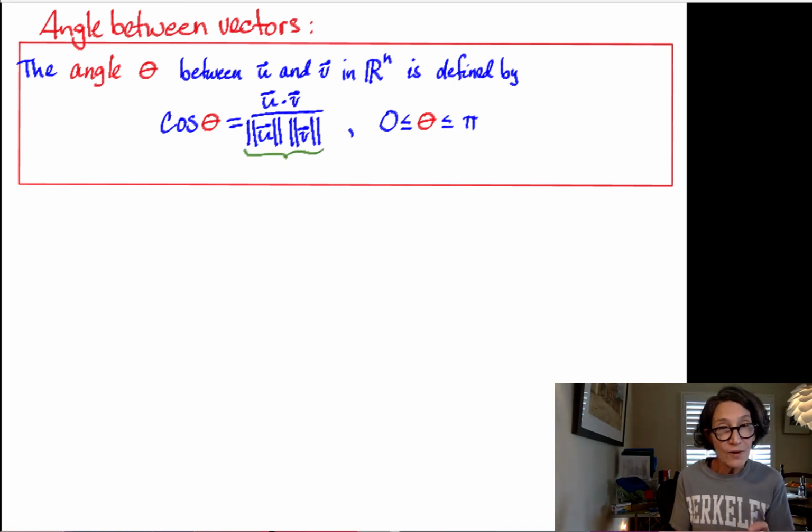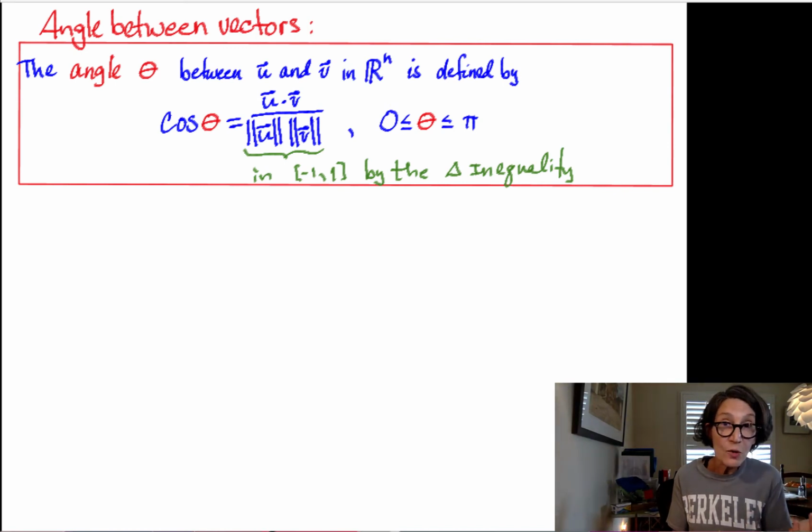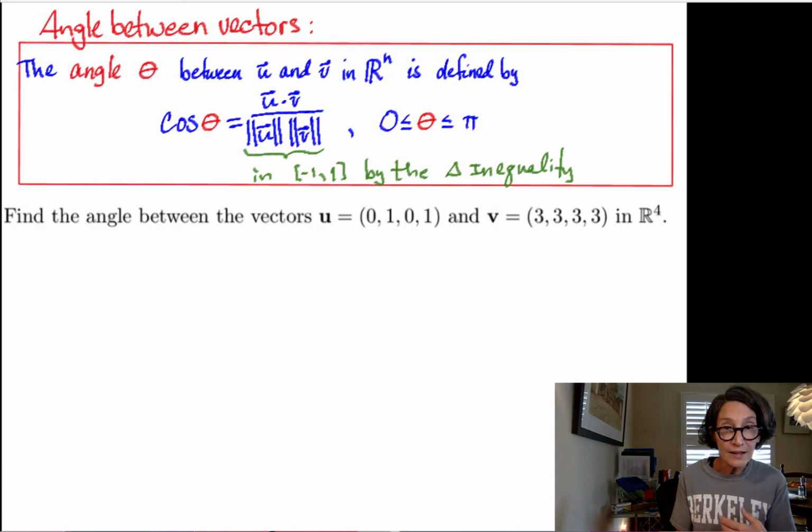So note that this fraction is always between -1 and +1 by the triangle inequality, which is in our textbook. It's an easy theorem to read, and it makes sense if you draw the triangle. So the numerator of this fraction is always less than or equal to the denominator. So you're always going to get a number between -1 and +1. And so it makes sense to define the cosine of an angle to be that number. All right, let's use that in an example.